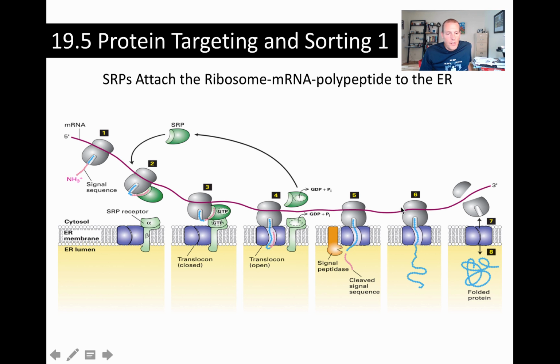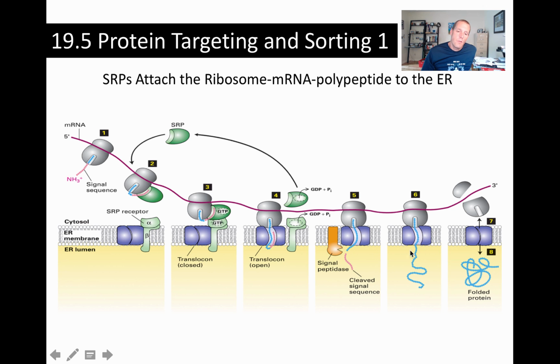We continue translation through the translocon, and a protein called signal peptidase cuts off the signal sequence. So that signal sequence won't be present in the full length protein. So that's an example of that processing that we talked about, where you might cut off the N-terminus of the protein. And so we cut off the signal sequence using signal peptidase.